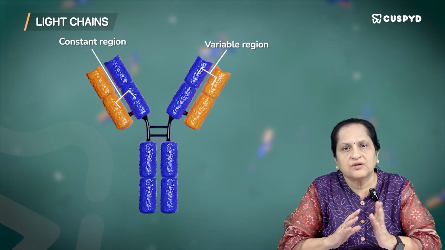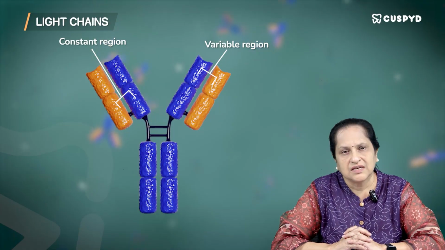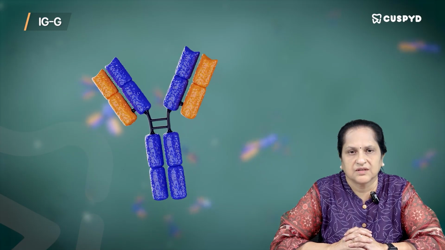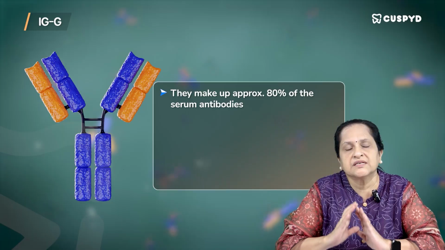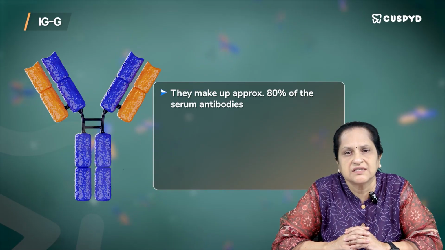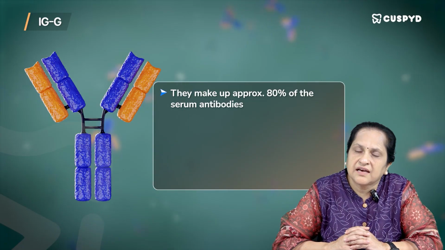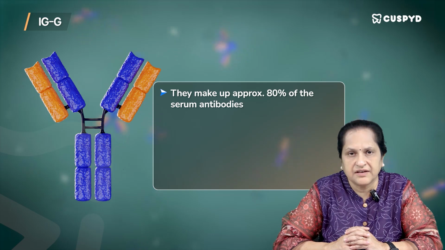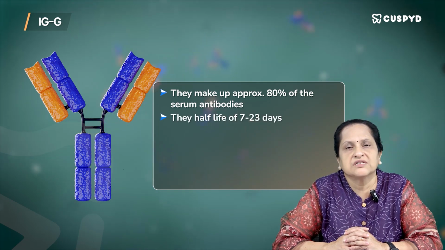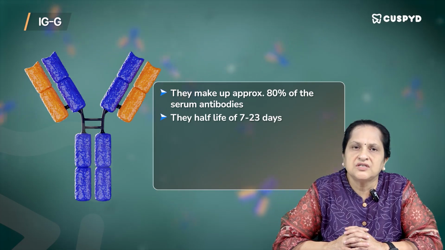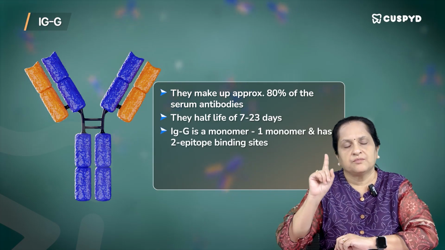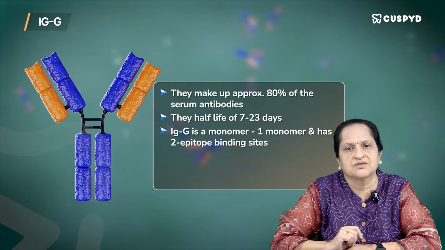As I told you, there are 5 different types of immunoglobulins. So let us read about each of these immunoglobulins. The most common immunoglobulin is IgG, and it makes up approximately 80% of all the antibodies that we have. They are measured in terms of half-lives, and their half-life is about 7 to 23 days, which is actually pretty long. IgG is a monomer, that means it is made up of a single Y-shaped structure.